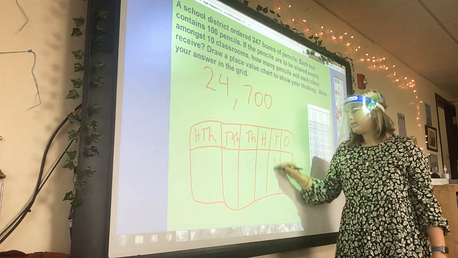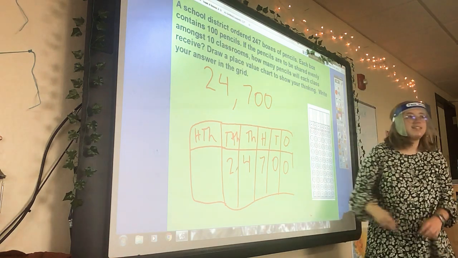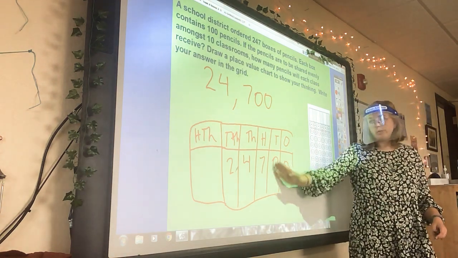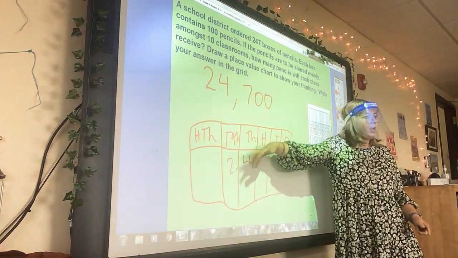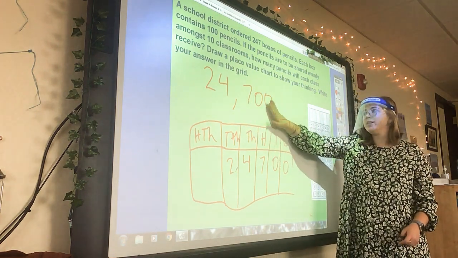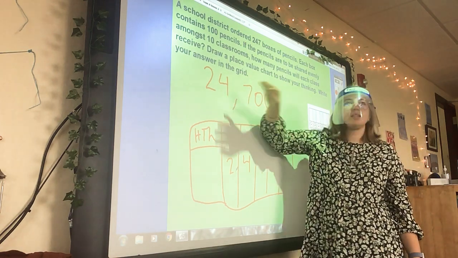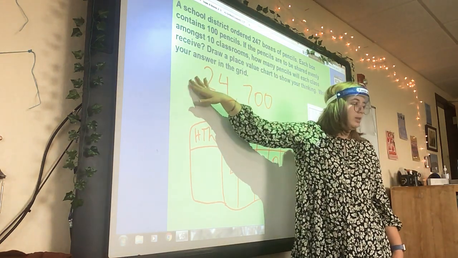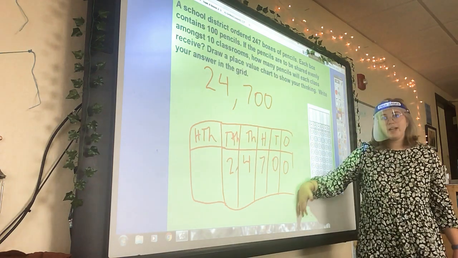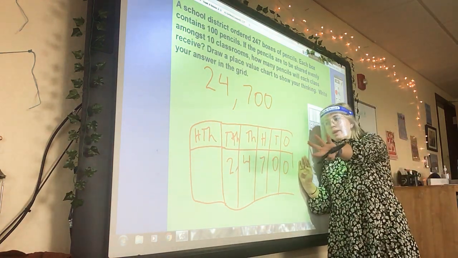So 0, 0, 7, 4, 2. Does everybody understand why I put those digits where they are? Because in this number right here, 24,700, I have 0 ones, 0 tens, 700s, 4,000s, 2 10,000s. So I just placed it right in the place value chart. You start with the ones place and go that way, right?